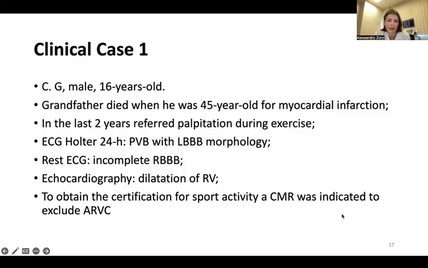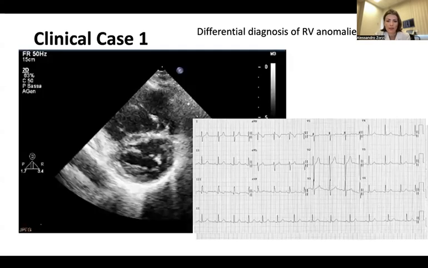So this is a clinical case, a 16-year-old with a family history of sudden cardiac death, and he had palpitations during exercise. So he performed an ECG Holter, and he had premature ventricular beats with left bundle branch morphology. At rest ECG, he had an incomplete right bundle branch block. And echocardiography showed dilatation of the RV. So he performed a CMR to exclude ARVC.